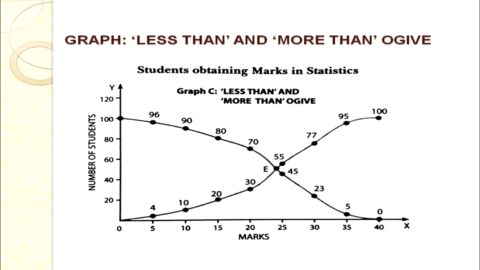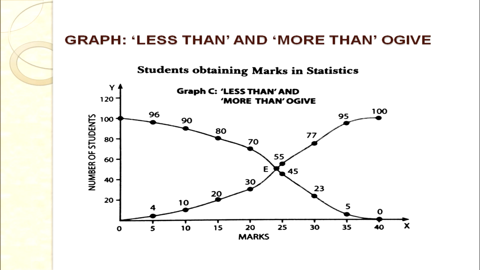Less than starts from 4, then comes 10, then 20, 30, 55, 77, 95 and 100. We have plotted the points with respect to marks, that is 5, 10, 15, 20, 25, 30, 35 and 40. For these marks, we have plotted the less than cumulative frequency curve by joining the points with free hand. Smoothly we have joined all those points, and we are also going to join it from the origin. So we got a smooth curve, and we have drawn the less than cumulative frequency curve.